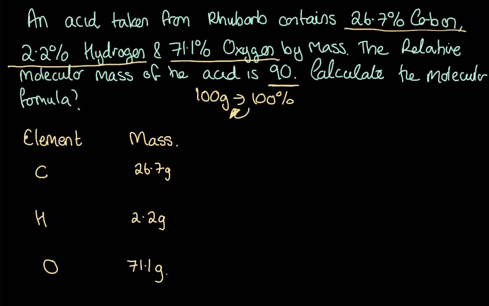Okay, so now I have the mass of each of the elements, and if I have a mass of a certain element, I can find out how many moles of that element I have. I do that by dividing each of those masses by the relative atomic mass of the element. And you can find those relative atomic masses in your periodic table. And that will give me the number of moles for each section.